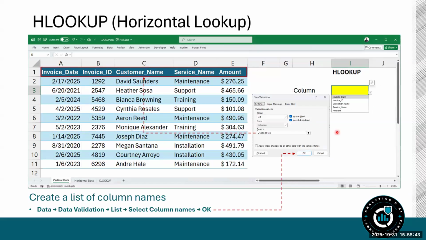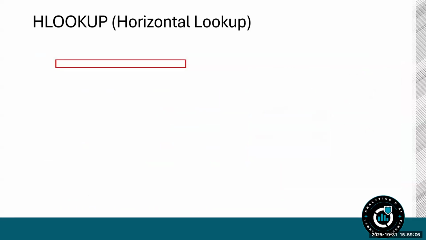Now, next, let's look at HLOOKUP. So this one works horizontally. We'll start by creating the drop-down list of column names using the same method that we have always used, and it will give you this list of the column names. This will let us search across the top row instead of down a column.